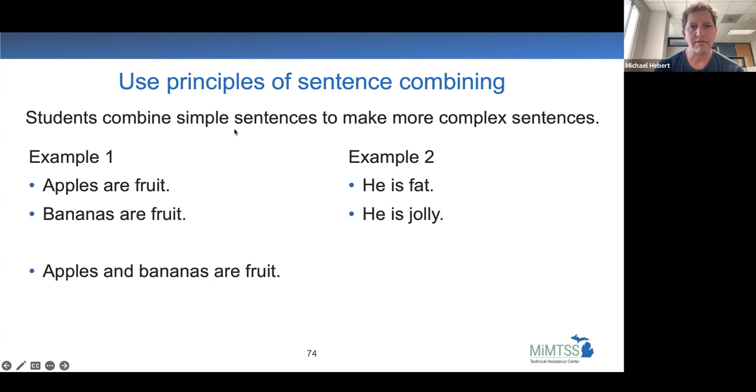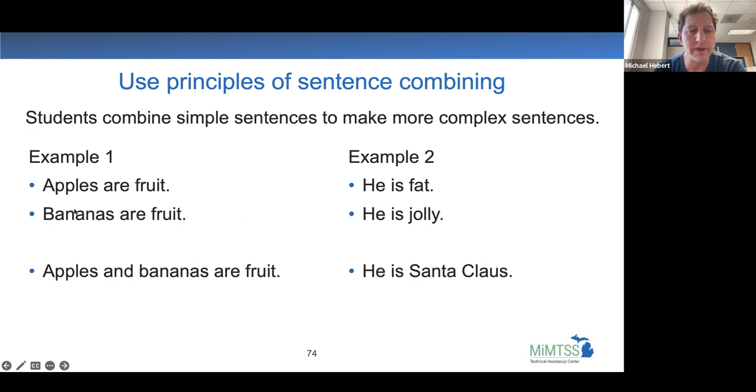Kate, what are you thinking there? It's super simple. He is fat and jolly. I wish you were right. It's no, he is Santa Claus. I actually had a student produce that for me once, and I thought it was the best way to be wrong.